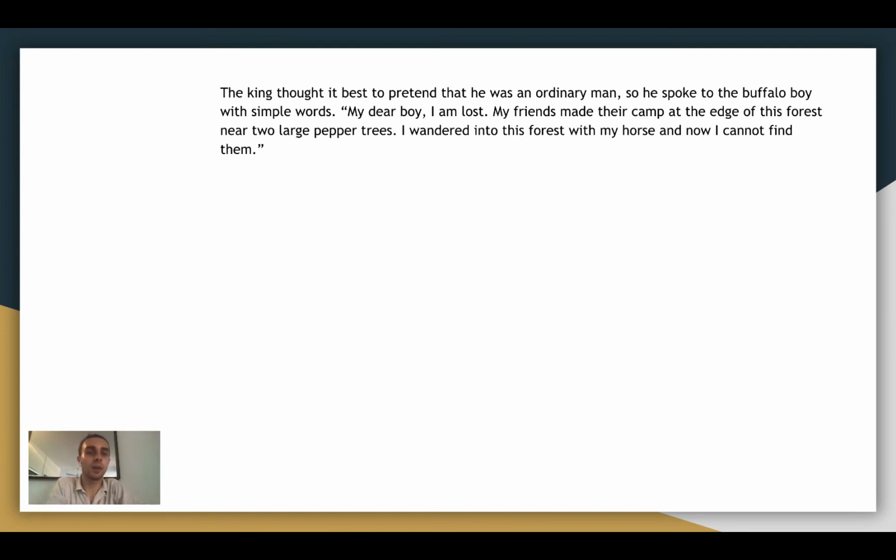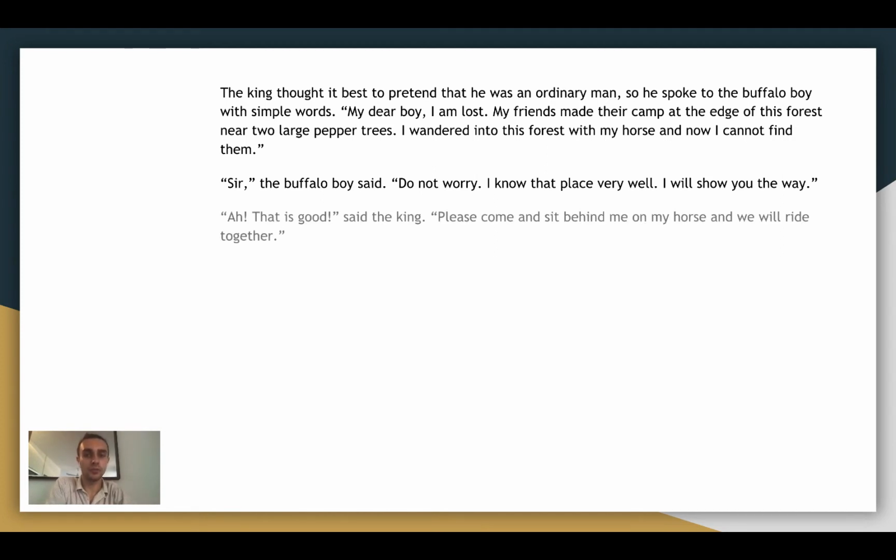"Hello, sir. Are you looking for me?" The king thought it best to pretend that he was an ordinary man, so he spoke to the buffalo boy with simple words. "My dear boy, I am lost. My friends made their camp at the edge of this forest near 2 large pepper trees. I wandered into this forest with my horse, and now I cannot find them." "Sir," the buffalo boy said, "do not worry. I know that place very well. I will show you the way."